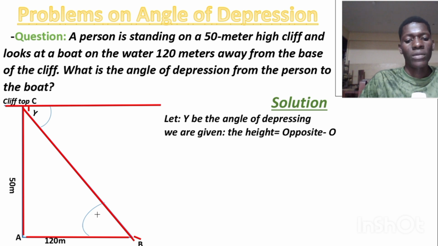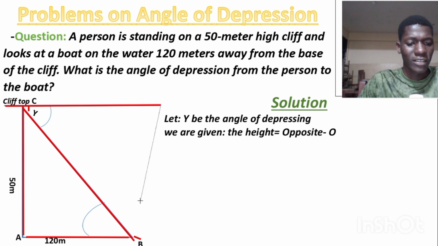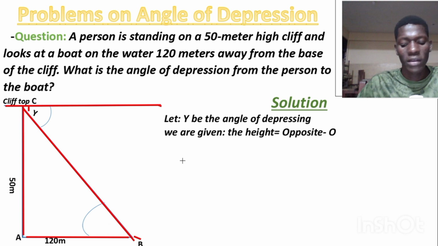So first, the height is the opposite. We are given the opposite of this angle, so we are bringing this y to this place. But we can also solve this in this way. You can choose to form a triangle like this, but we're not going to do anything like that. We just have to understand that this angle and this one are the same, so we just have to put our y there.